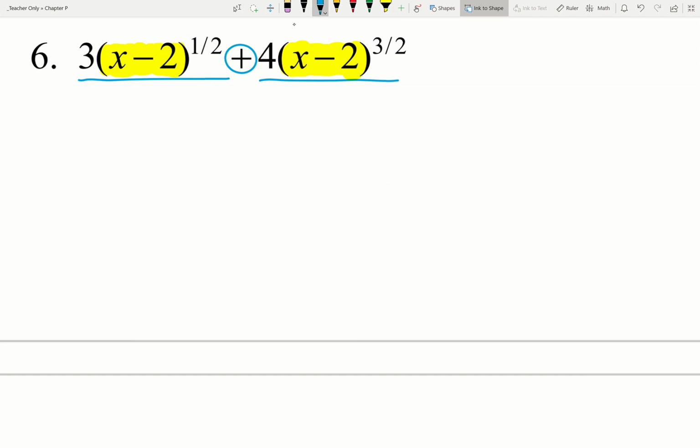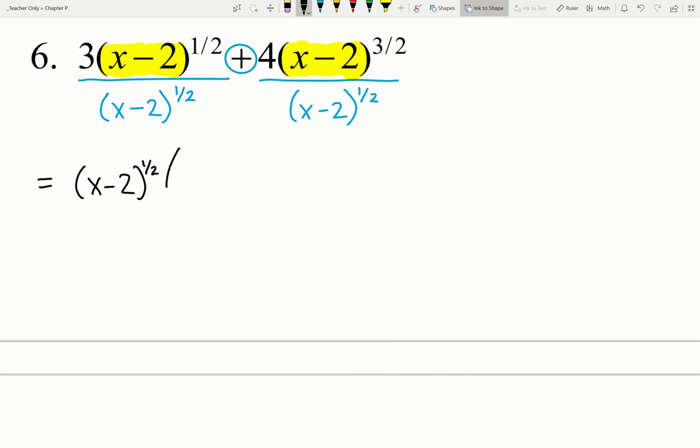So we're definitely going to factor out x minus 2 in both of these, but it's going to be to the lower of the two powers that we've got. Okay, so the smaller of the two powers, we've got 1/2, we've got 3/2. The smaller of the two powers there is simply going to be 1/2. So I'm going to factor that out of both of my terms here, okay? And that's going to represent my GCF. So I'm going to go ahead and write this as x minus 2 to the power of 1/2, and then times the leftovers. So what am I left over with?